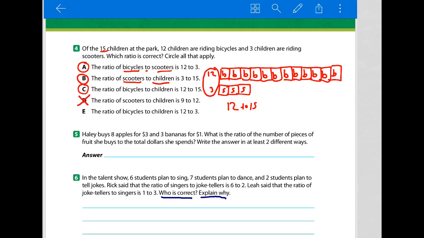It is not D. And E says the ratio of bicycles to children is 12 to 3. So there are 12 bicycles. Are there 3 children? No, there are 15 children. So it cannot be E. So the correct answers are A, B, and C. Remember, you can pause the video at any time to learn from some of your mistakes.